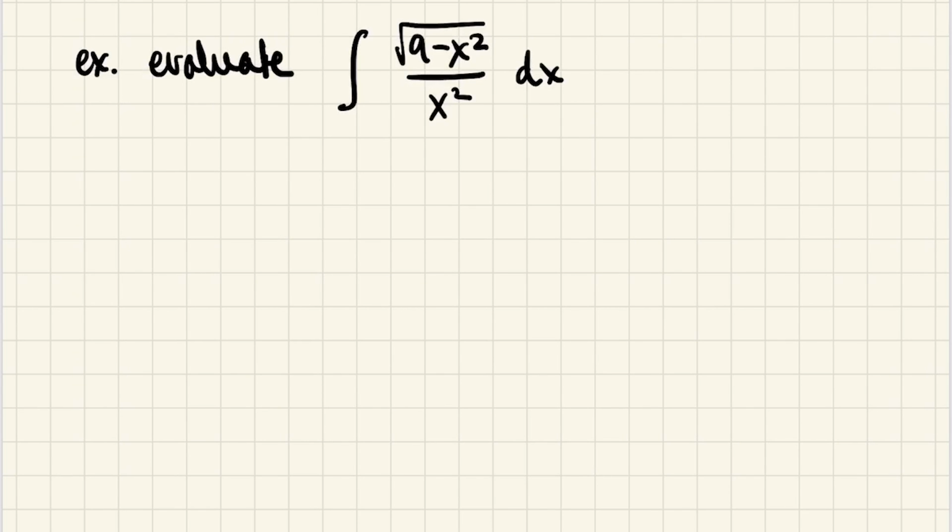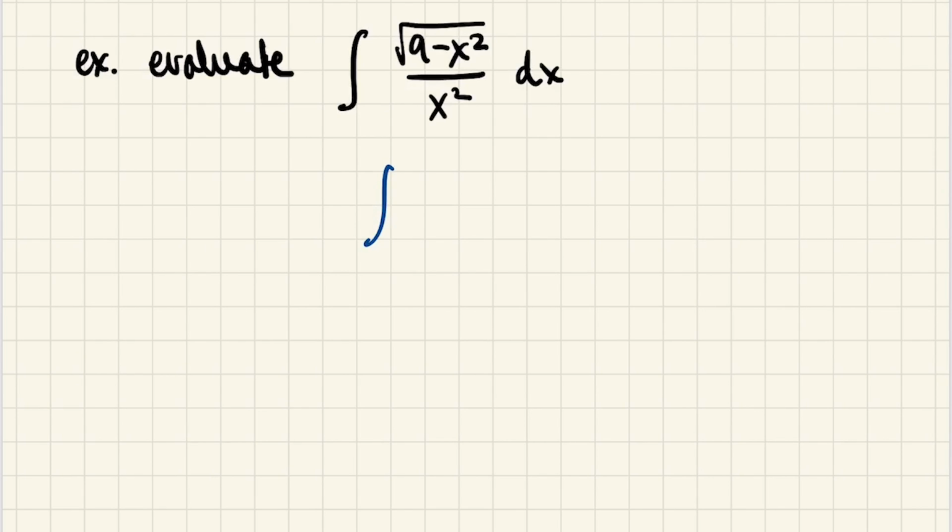All right, let's give this one a shot. Now, we do have a difference of squares here, and it's inside a radical. This is a form that strongly suggests using a trigonometric substitution. But never forget to always spend a moment looking for an obvious u substitution.